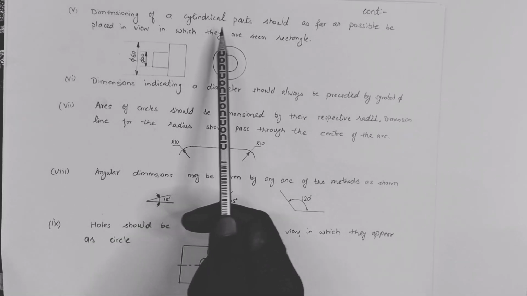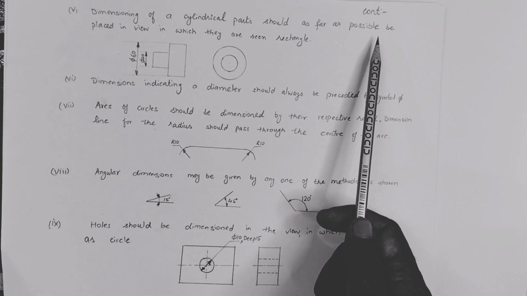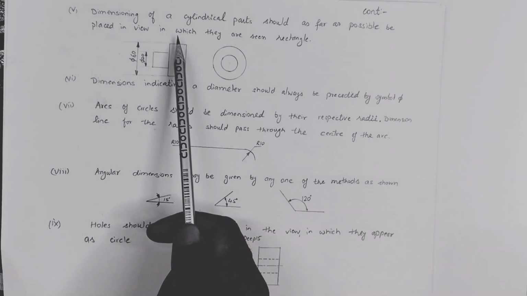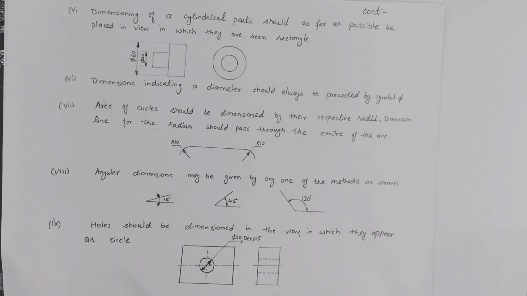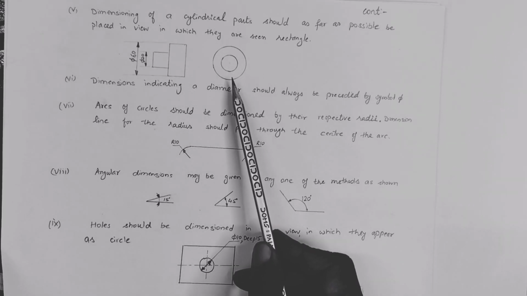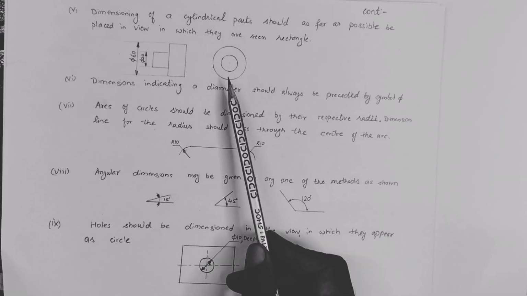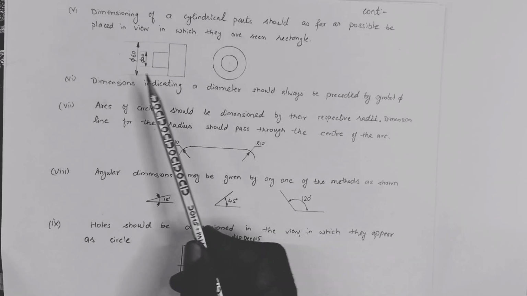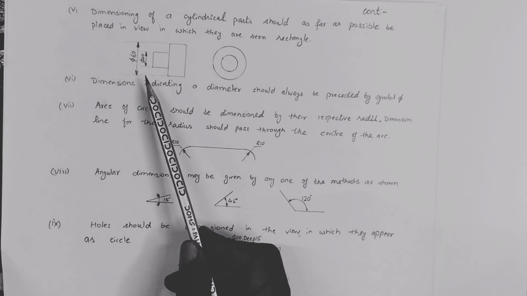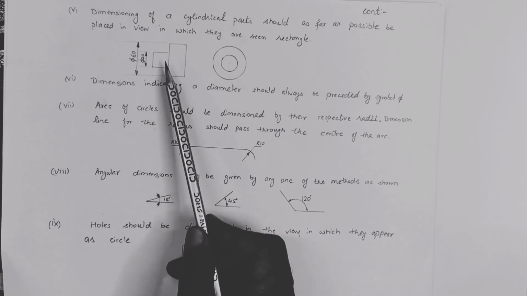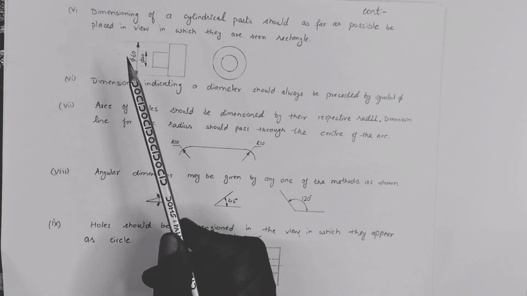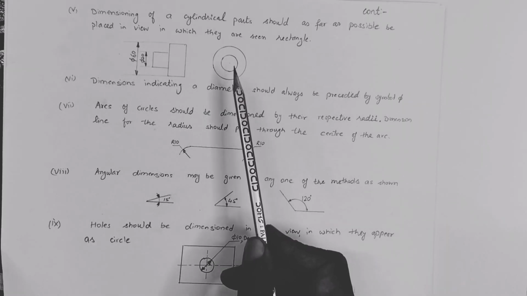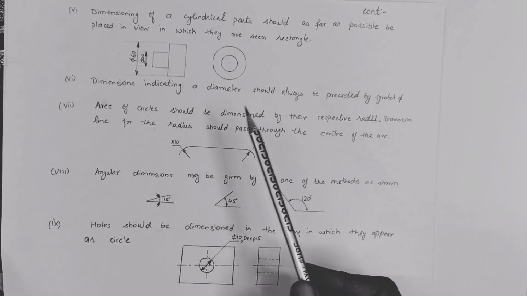Dimensioning of a cylindrical part should, as far as possible, be placed in the view in which they are seen as a rectangle. So as you can see over here, this is front view and side view. So we have to dimension the cylindrical part in this view because here we can see it as a rectangle. So we have to dimension here, not in this front, top view or side view.